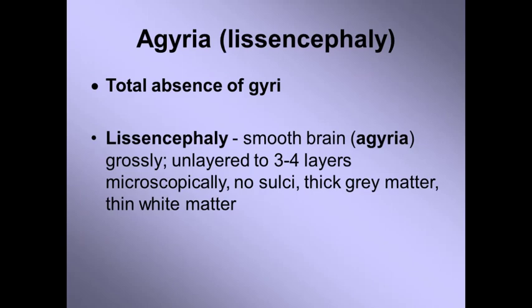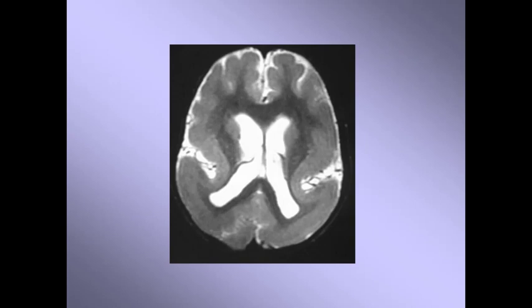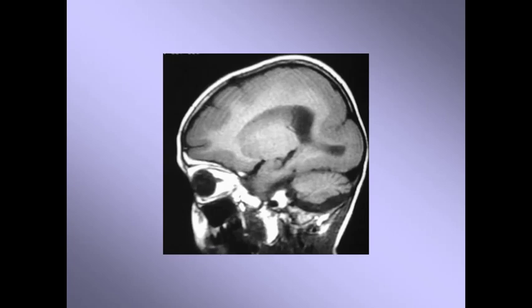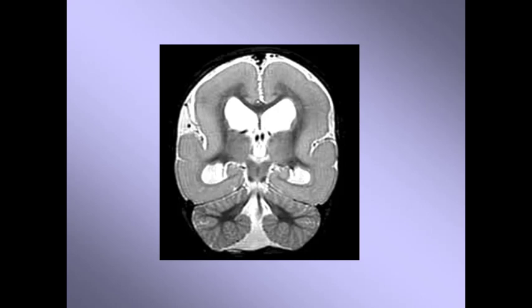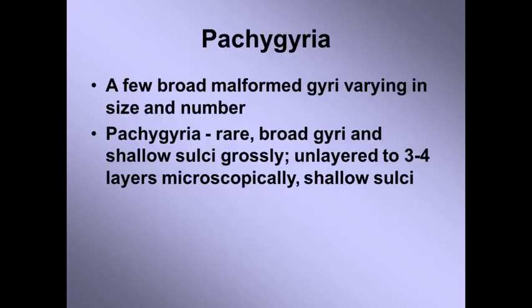Agyria, lissencephaly: total absence of gyri. Lissencephaly, smooth brain, agyria; grossly unlayered, two to four layers microscopically, no sulci, thick gray matter, thin white matter. You see very scanty sulci, a smooth brain. Pachygyria: a few broad malformed gyri varying in size and number, rare broad gyri, shallow sulci, grossly unlayered, two to four layers microscopically.